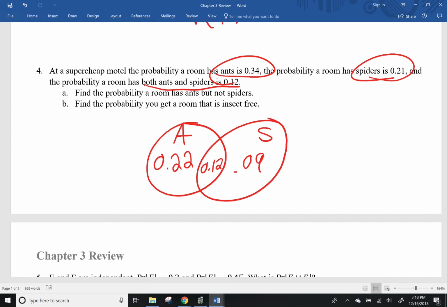Find the probability a room has ants but not spiders. Ants but not spiders, as we just pointed out, is this 0.22. So 0.22. Find the probability you get a room that is insect-free.